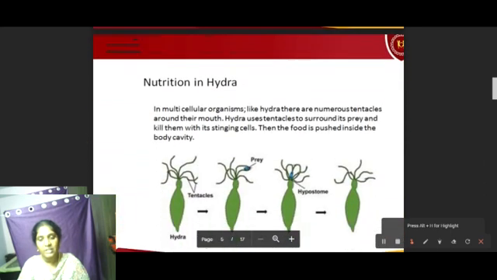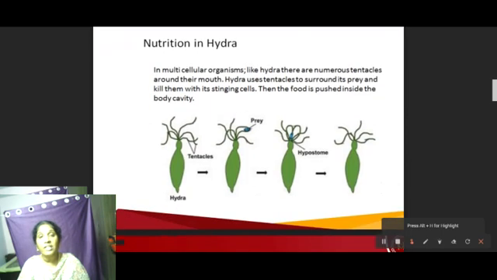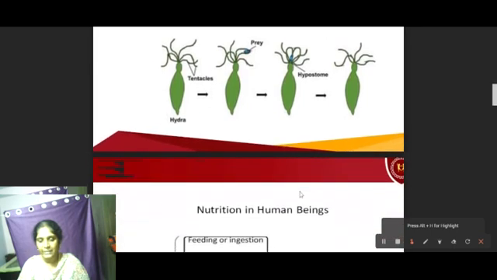Next is hydra. We'll move on to the multicellular organisms. Primitive ones are the hydra. In hydra, there are numerous tentacles around the mouth. So hydra uses these tentacles to surround its prey and kill them with its stinging cells. Then the food is pushed inside the body cavity where it is digested.